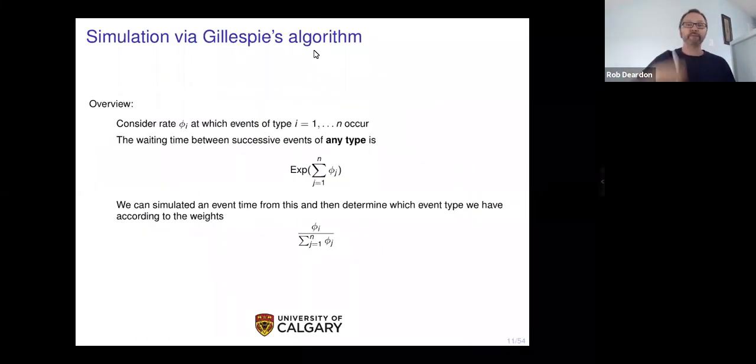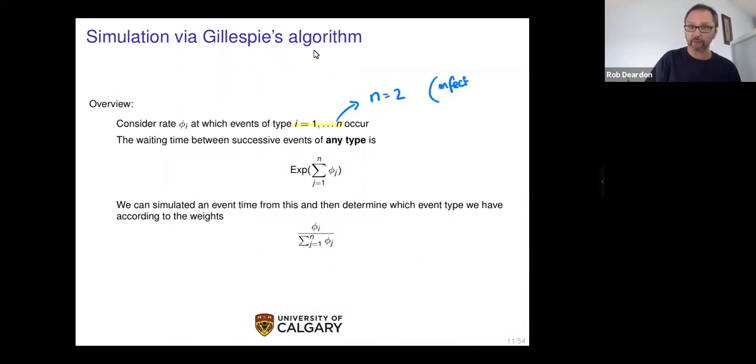So the basic idea behind Gillespie's algorithm is that you've got events of various types, 1 to n. In our case, n is 2, because in the SIR model we have infections and we have removals. And those events have some rate that determines how frequently they occur. So we have a phi 1 and a phi 2.